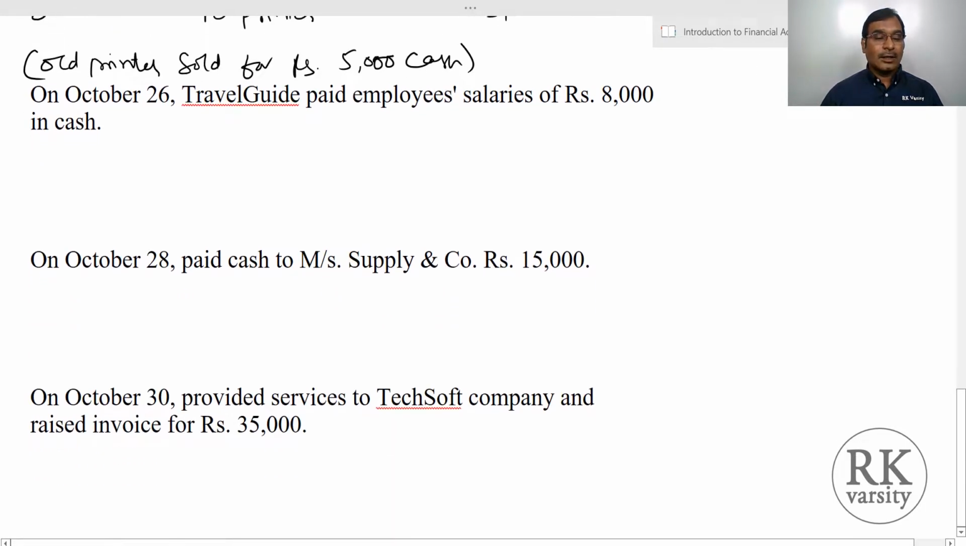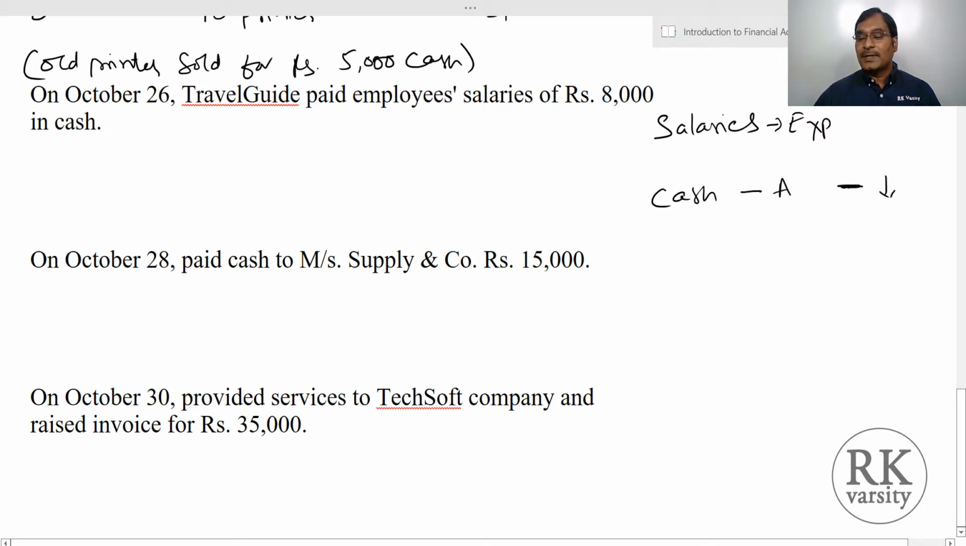Next, on October 26, Travel Guide paid employees salaries of rupees 8,000. Now here one account is salaries and the second account is your cash. Salaries is an expenditure, cash is an asset. So cash is decreasing, expenditure is increasing. When expenses increase, we will debit. When an asset decreases, we credit.